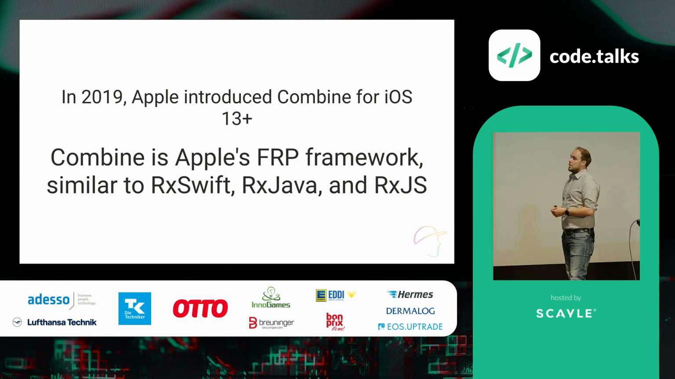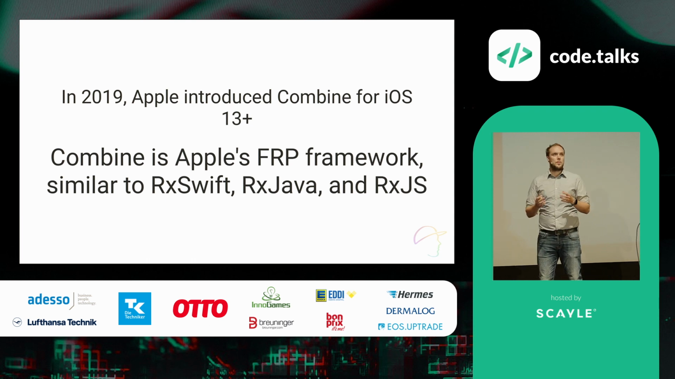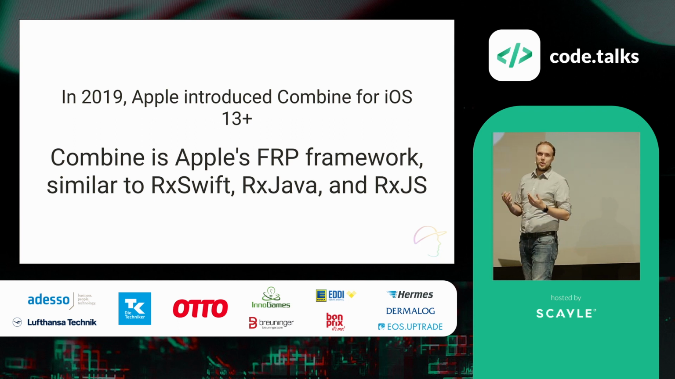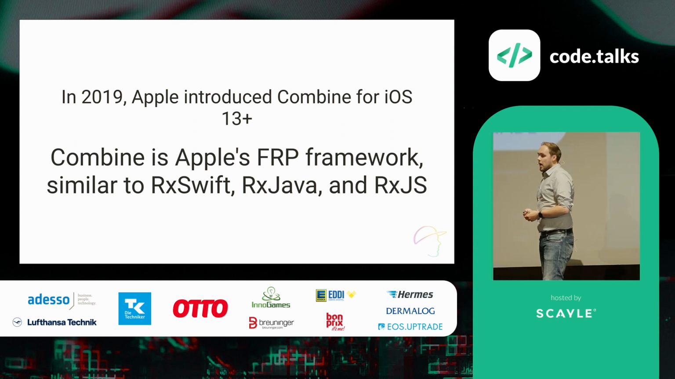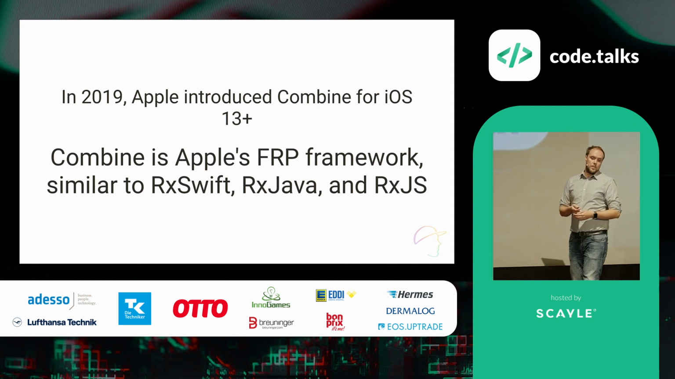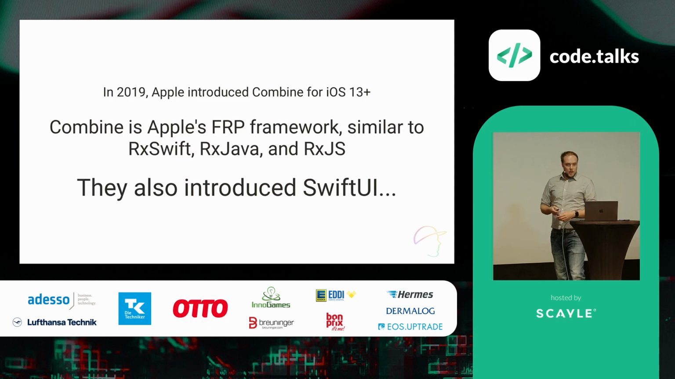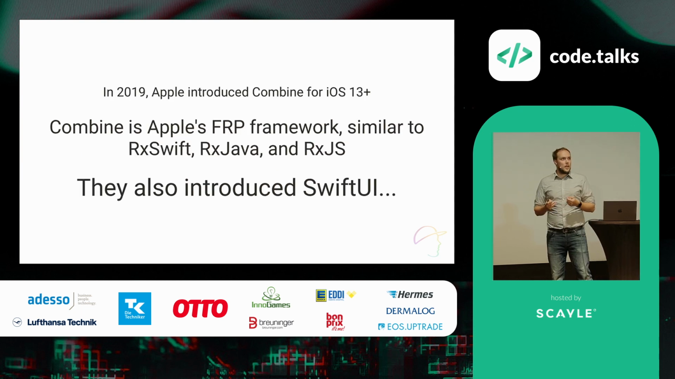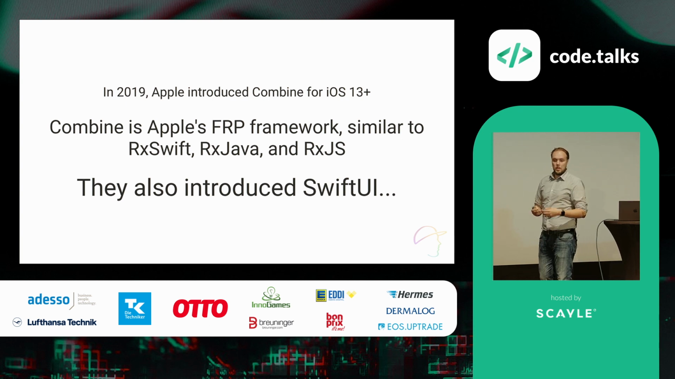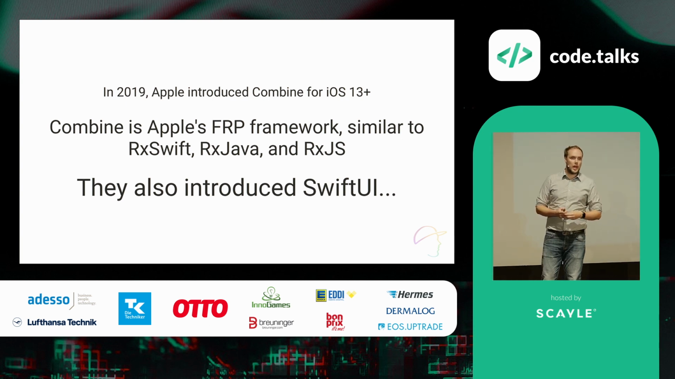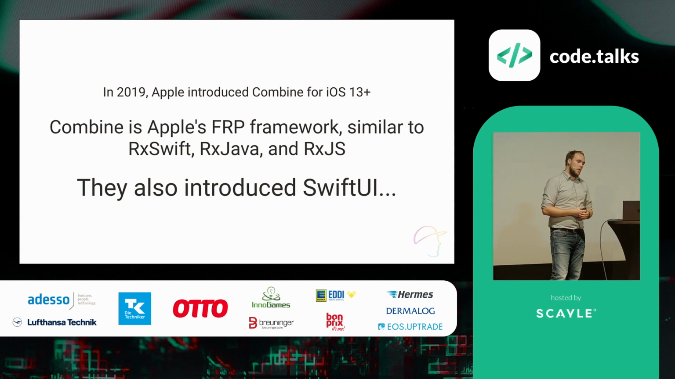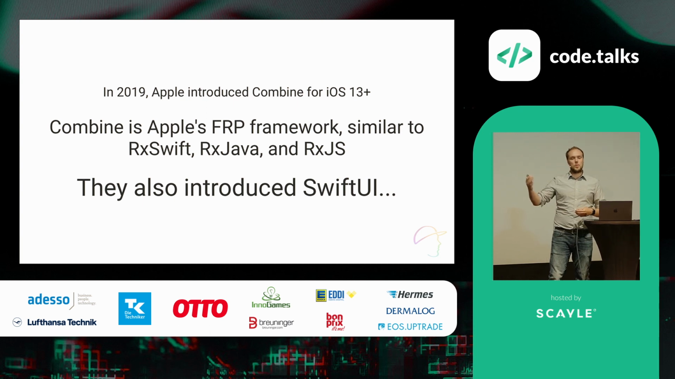And if you don't know what Combine is, it's Apple's functional reactive programming framework, and it's very similar to tools like RxSwift, RxJava, and RxJS. So it just allows you to do reactive programming. And alongside Combine, Apple released SwiftUI. SwiftUI is a declarative UI framework that is very similar to tools like React or maybe Flutter. So it's very reactive in its nature. Whenever something changes in one of Combine's streams, then the UI will update with SwiftUI.